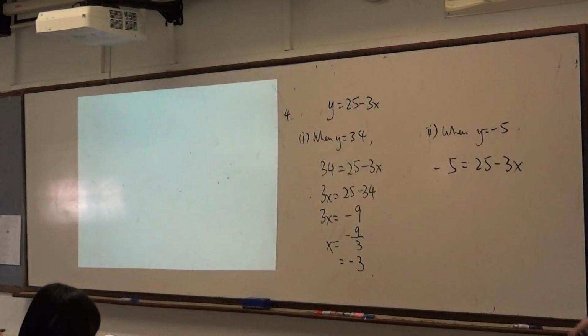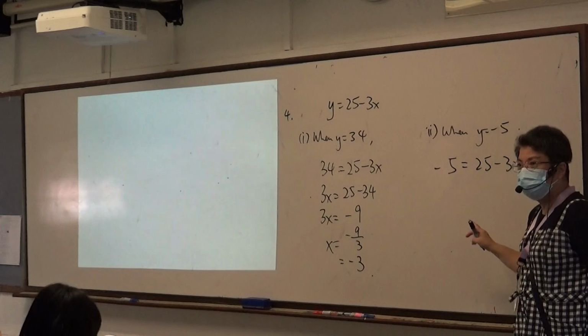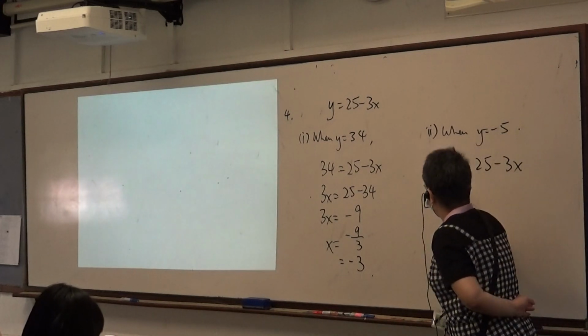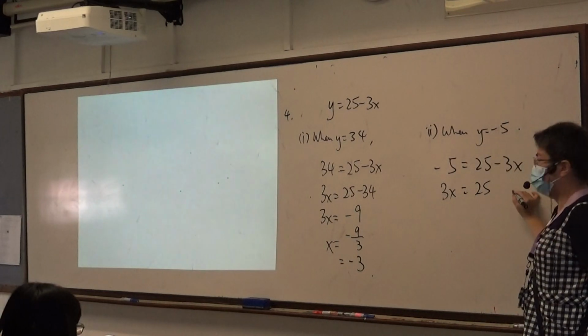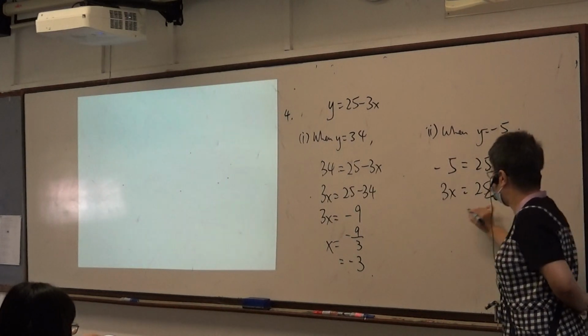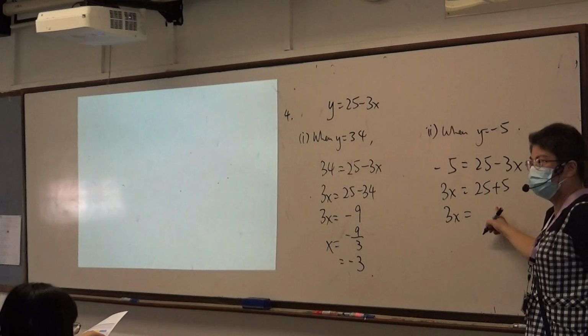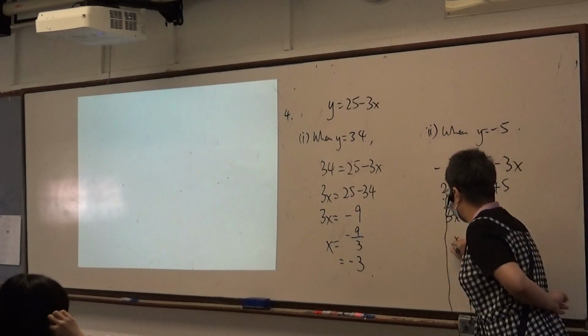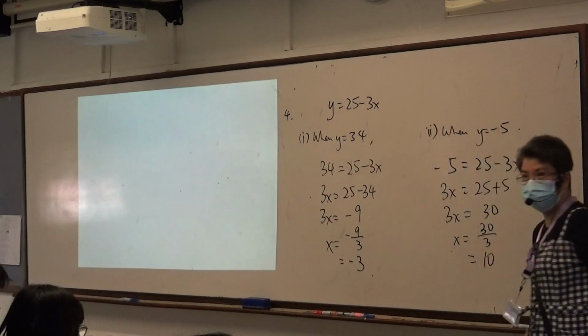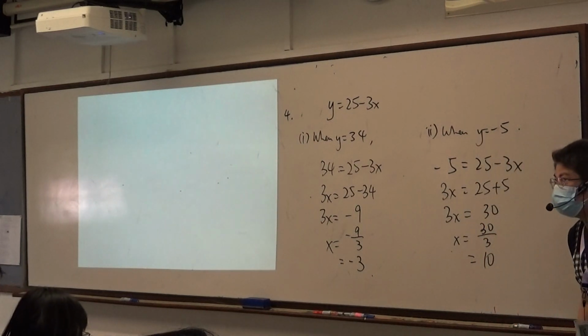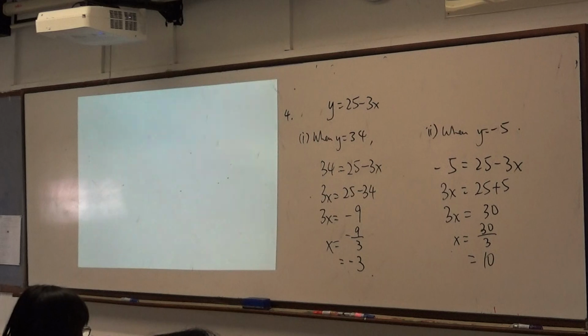Okay? Now, same way of doing, right? What do I do? This should be 3x, right? Equals 25 what? Plus what? 5. So, 3x equals what? 30. What's your x? 30 over 3. Answer? 10. Can you see that? Can you see what I'm talking about here? Yes or no? Yes, huh?